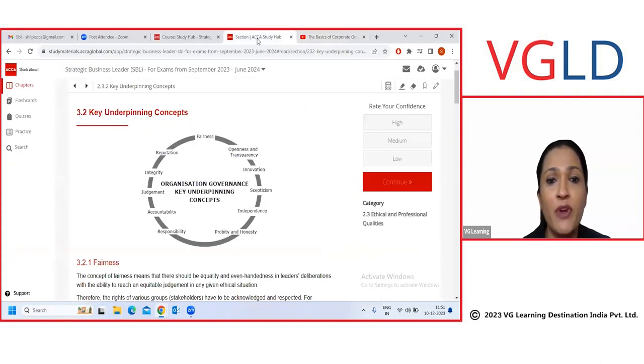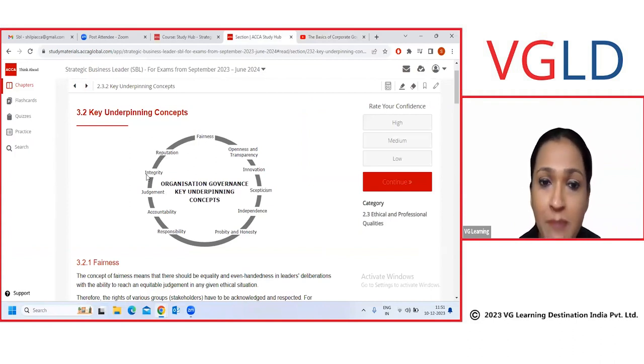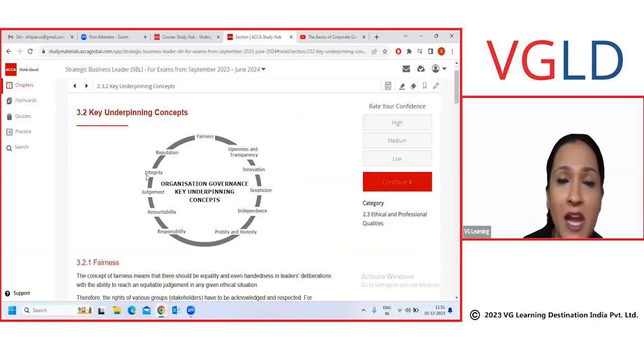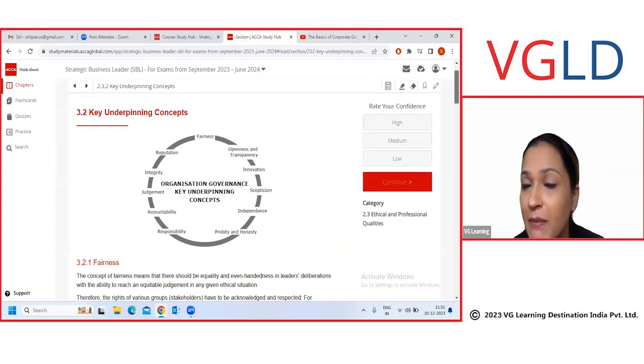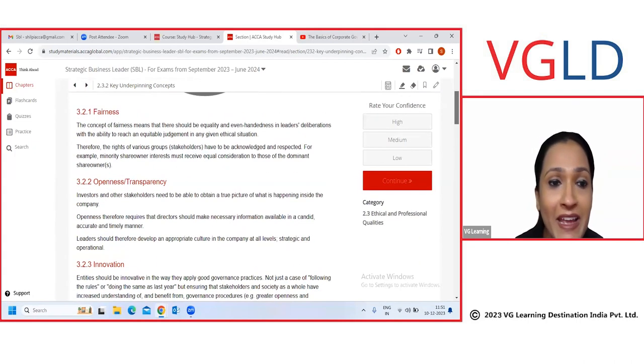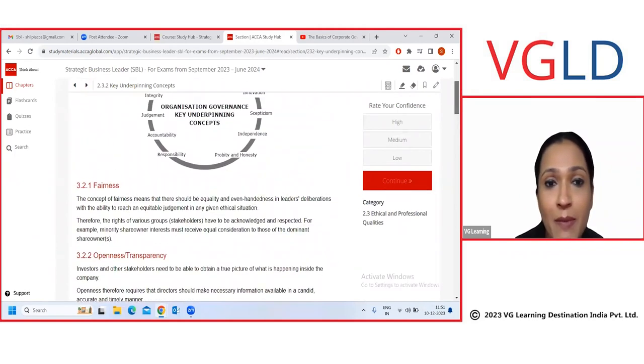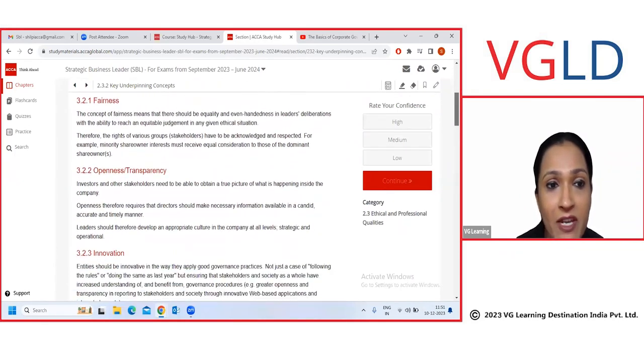Okay, so that was just to give you a heads up in terms of how, across the globe, every organization needs the underpinning concepts of corporate governance in order to align the way it is being controlled, supervised, and how its operations are getting done, to be able to lead in an effective manner. So now these are the underpinning concepts of corporate governance.